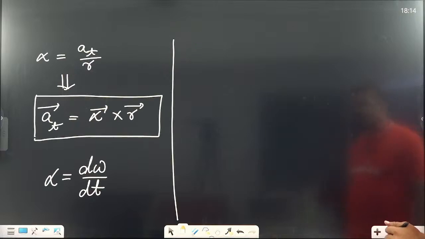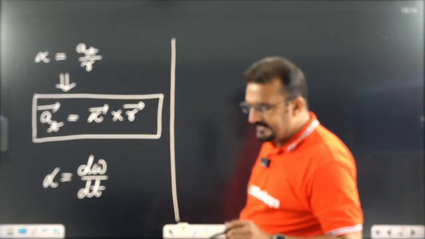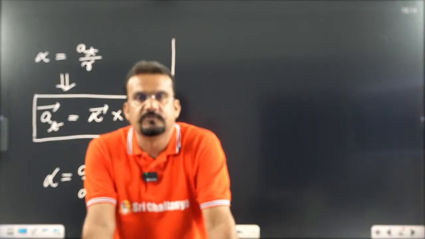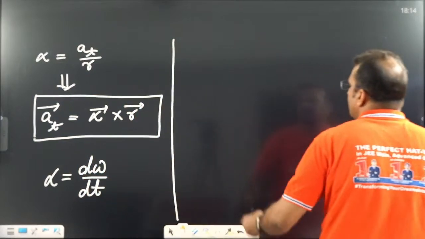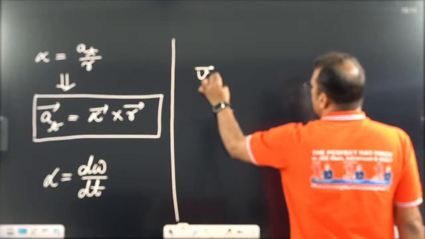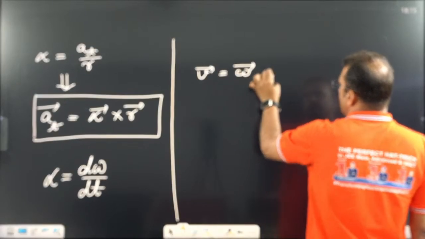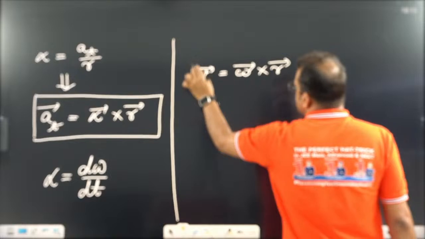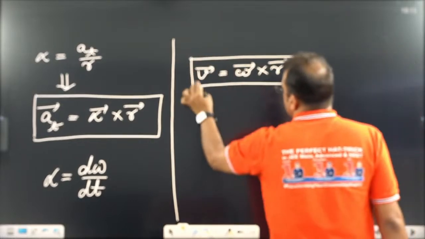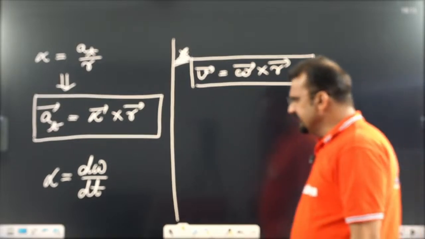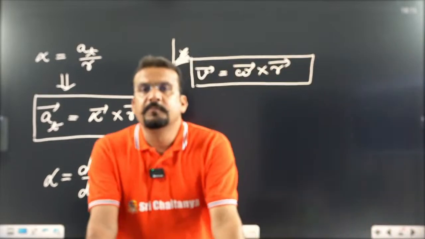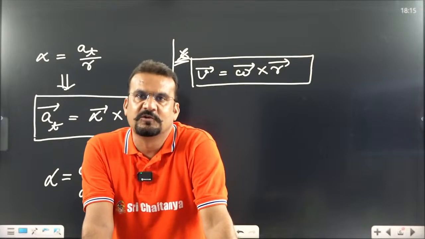One more point, dear student. We have linear velocity as well as angular velocity. So there is a relation between linear velocity and angular velocity. What is that? V equal to omega cross r, you remember all these relations. This is the relation between linear velocity and angular velocity. Yes or no?